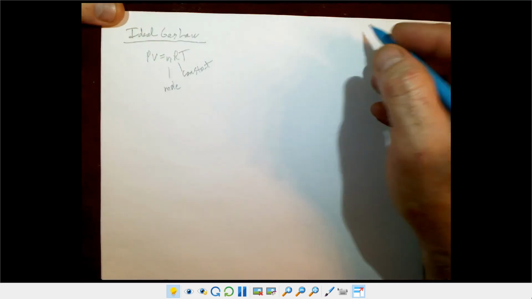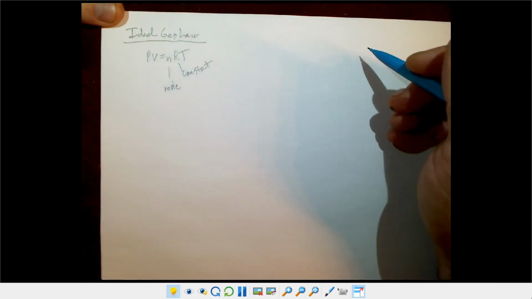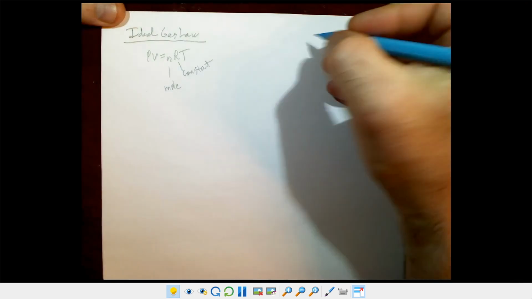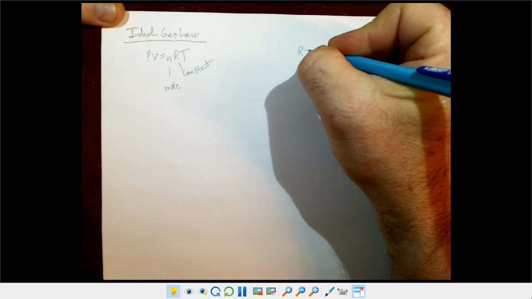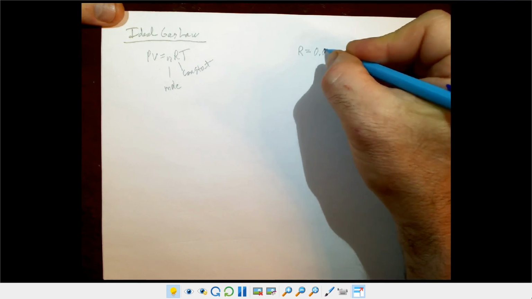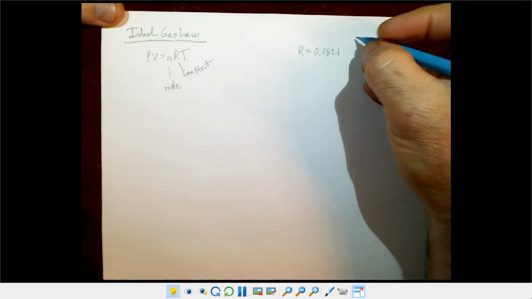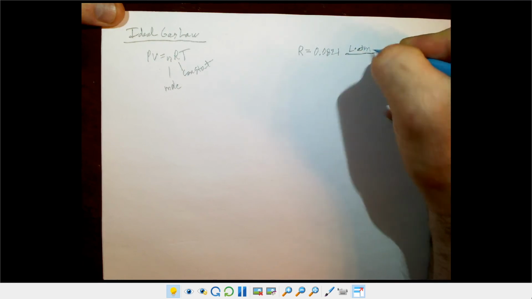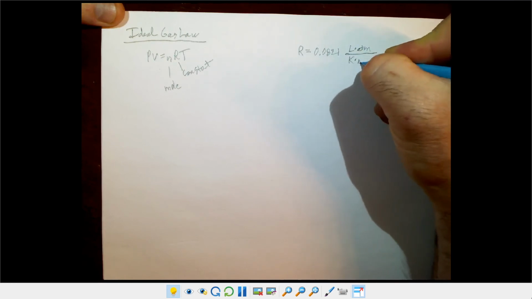Okay, the moles. So whenever you go to use the ideal gas law, you want to make sure that you know what the value is for R. Now, the R value is a constant number. It will never change. It's always going to be 0.0821 liters times atmospheres divided by Kelvin times mole.